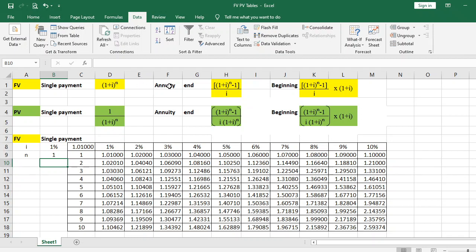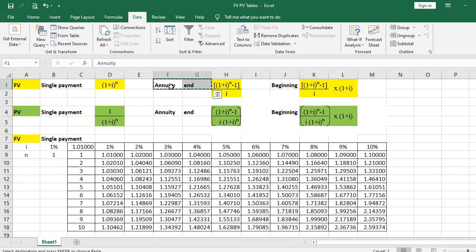Let us move on to the second one, namely regular annuity. What is annuity? Annuity is a series of periodic flow of equal installments. It may be regular or deferred annuity or annuity due. Regular annuity means the payment is made at the end of the period. In this case, at the end of the year. So let us find out the future value table for annuity made at the end of the year.